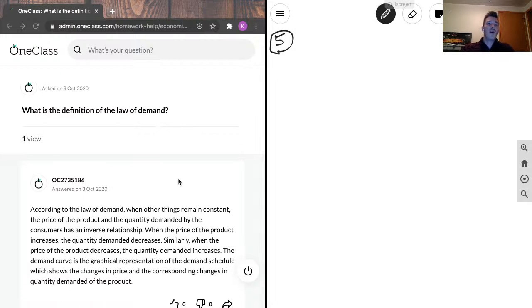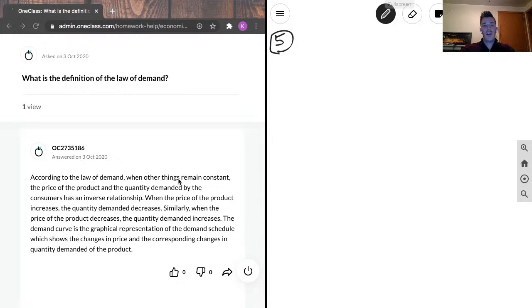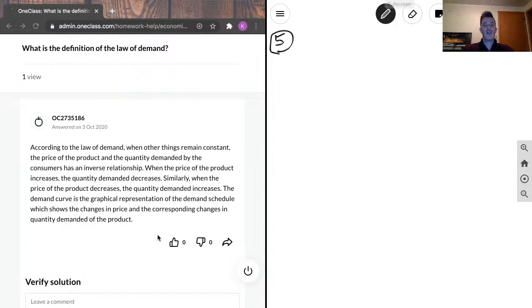What is the definition of the law of demand? And what Janine The Tutor has written is that according to the law of demand, other things remain constant. The price of the product and the quantity demanded by the consumers have an inverse relationship. When the price of the product increases, the quantity demanded decreases. Similarly, when the price of the product decreases, the quantity demanded increases. The demand curve is the graphical representation of the demand schedule, which shows the changes in price and the corresponding changes in the quantity demanded of the product. And that's a very good write-up.